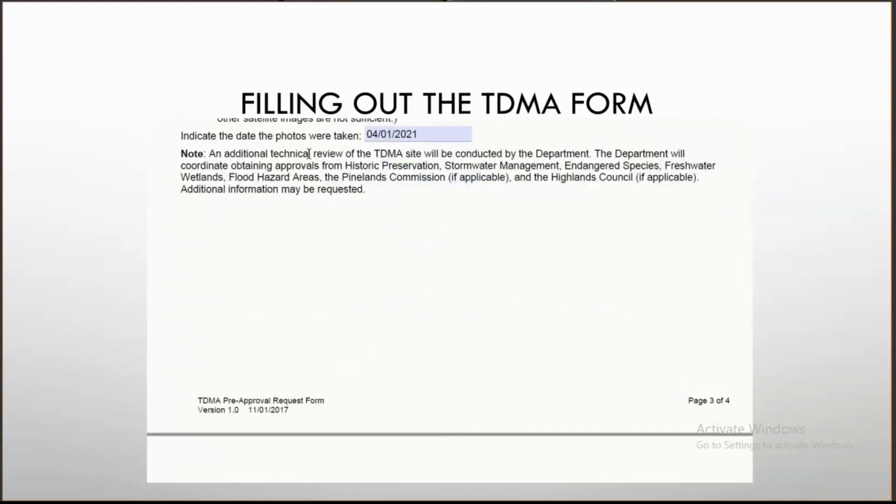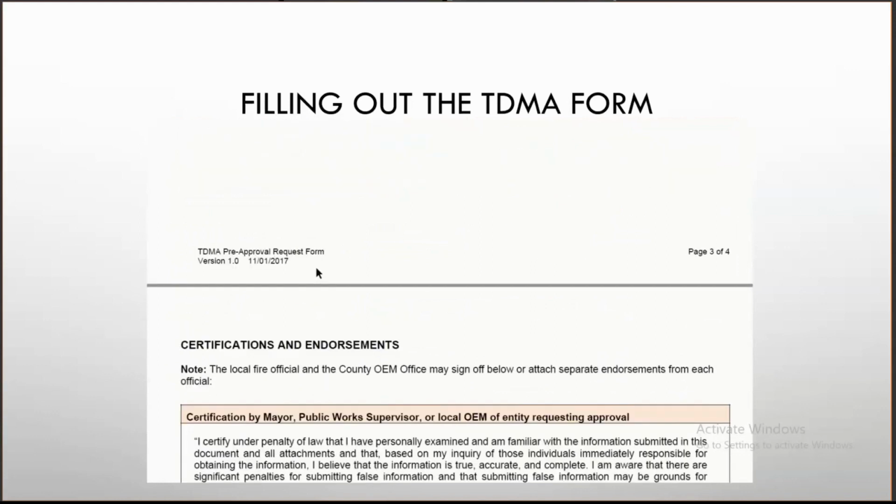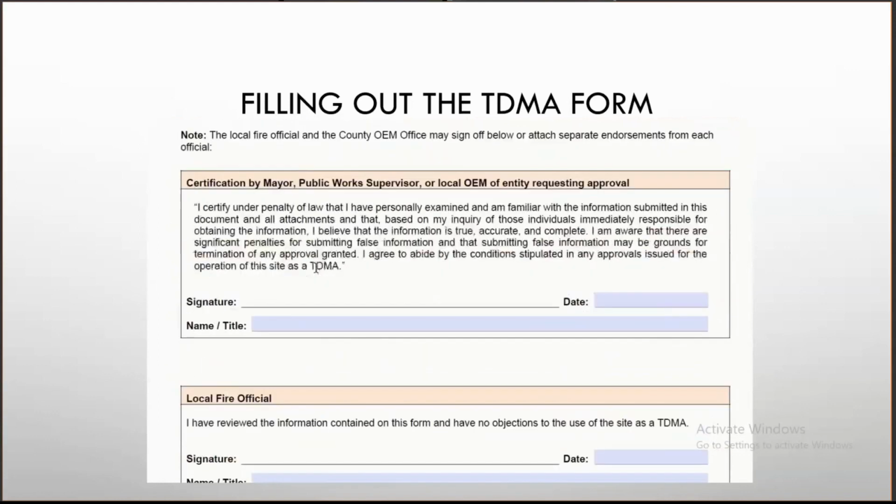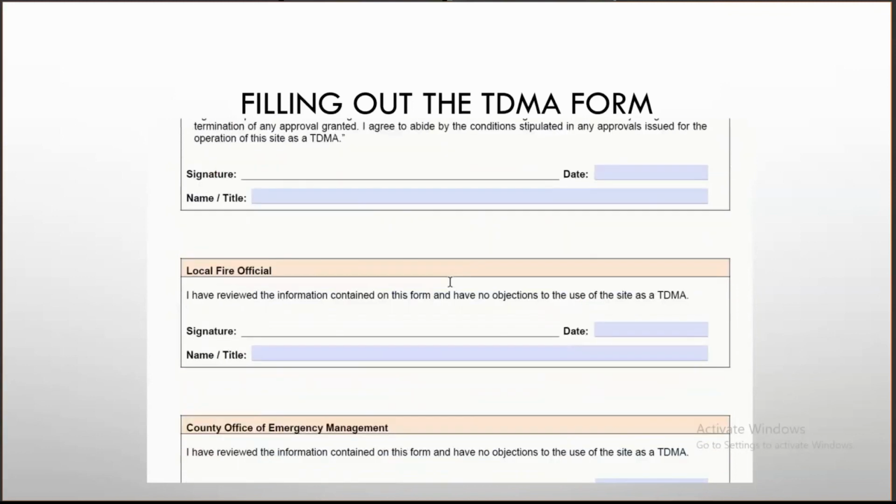That just lists all the technical reviews we're going to do. Page down, and here are the certifications. The first one can be signed by the mayor, public works supervisor, your local OEM, anyone with authority who's going to take responsibility for the content of this application. Local fire official is going to sign here. Make sure it's your fire official and not your fire chief. Sometimes they are the same person, sometimes they're not.